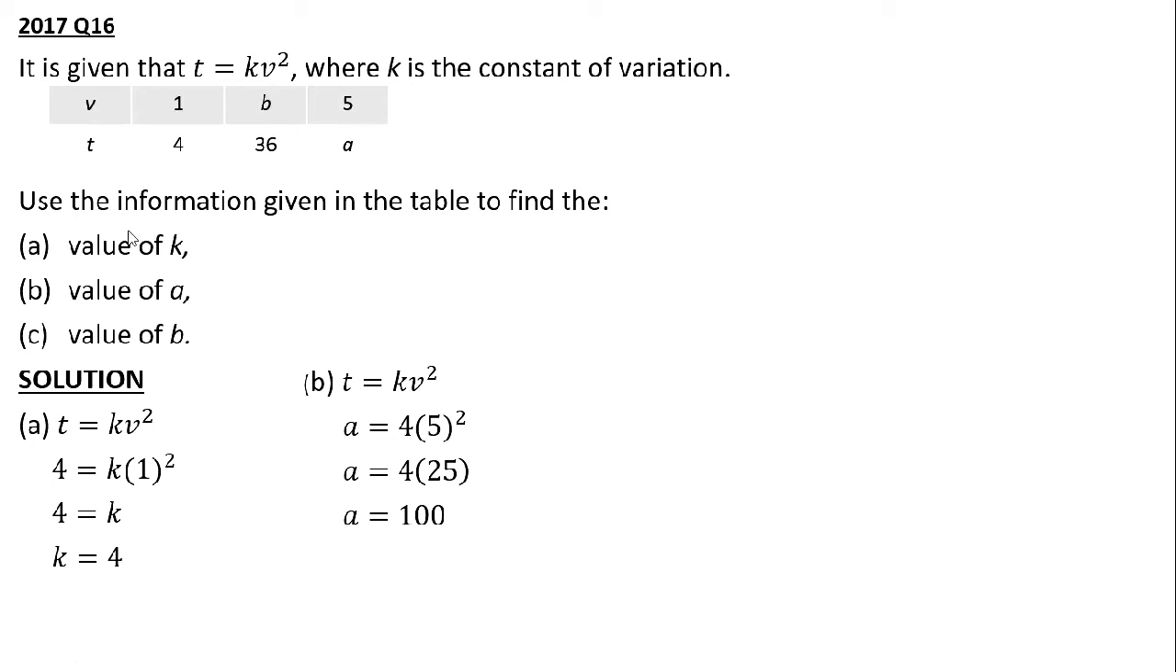Then use the information given in the table to find the value of b. Now we are here. So we are going to say t equals kv squared. Where there's k, we'll replace it with 4. And where there's t, we'll replace it with 36. So we are going to say 36 equals 4b squared. To find the value of b, we'll divide both sides by 4. When we divide both sides by 4, we have b squared equal to 9. So since b squared is equal to 9, to find the value of b, we introduce the square root.